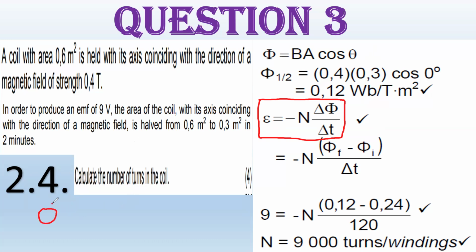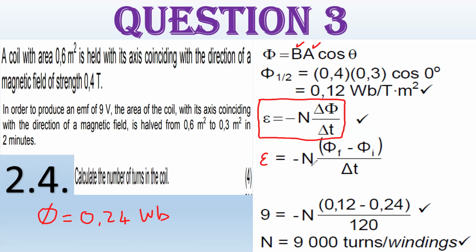What was it? Initial flux is equal to B times A times cos angle. B was 0.4, A is 0.6, and we calculated 0.24 Wb. Then we calculate our flux one more time because you change the area. B is still the same, 0.4, A is 0.3, cos angle still 0 degrees, and you get 0.12 Wb.